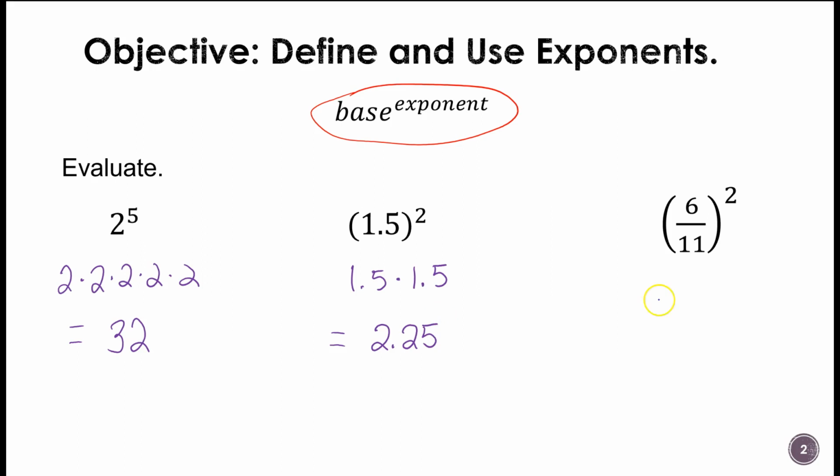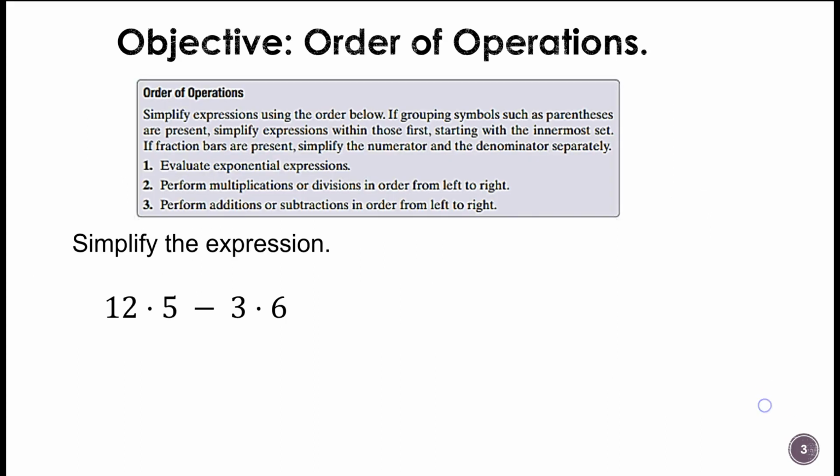Now, the next one's also to the second power, right? We can say 6/11 squared, 6/11 to the 2nd power. It has to be in parentheses so that we know. I'm putting some equal signs back here, to take 6 over 11 times 6 over 11, and that is 36 over 121. So that's using exponents and evaluating.